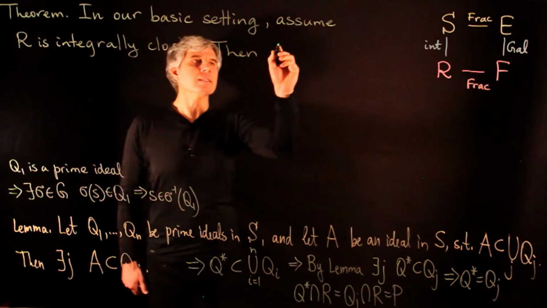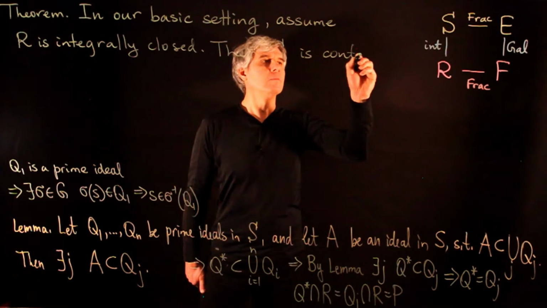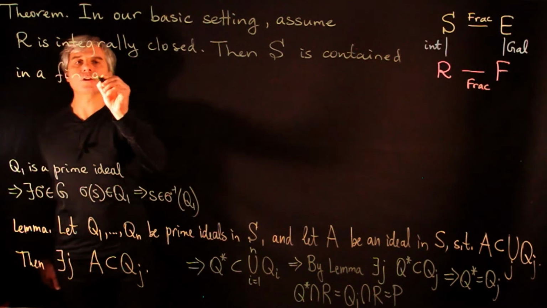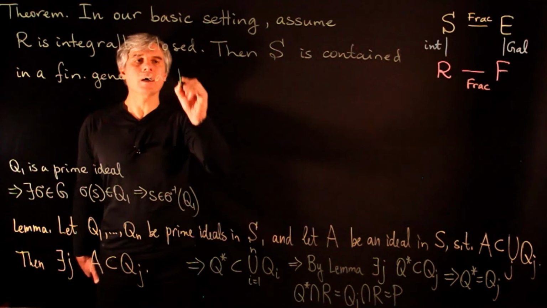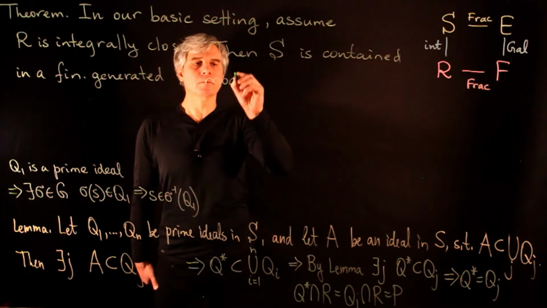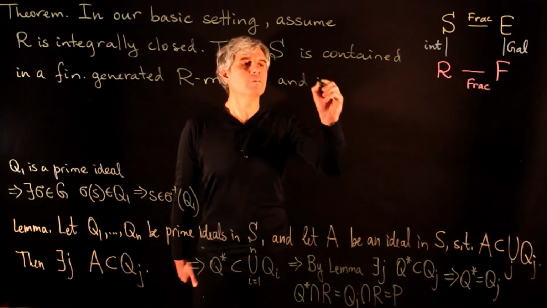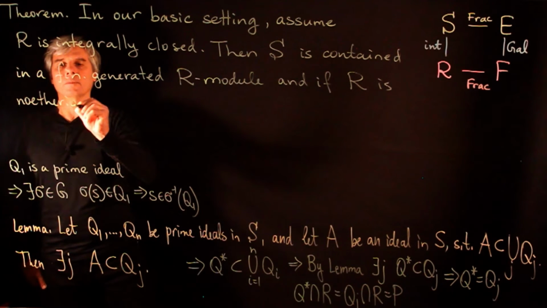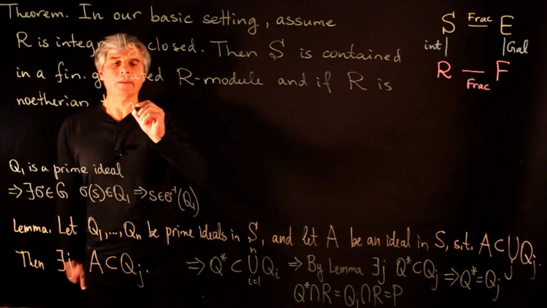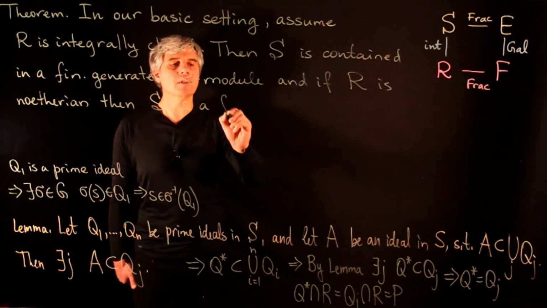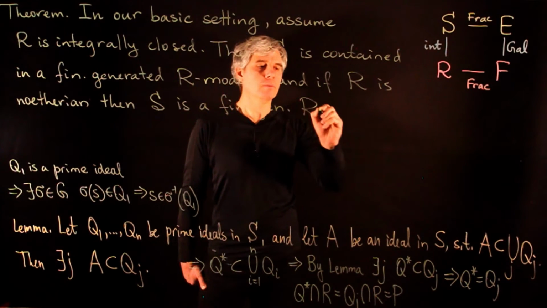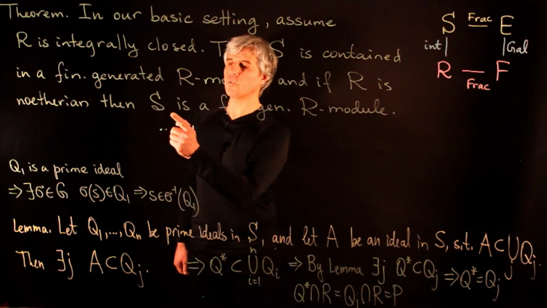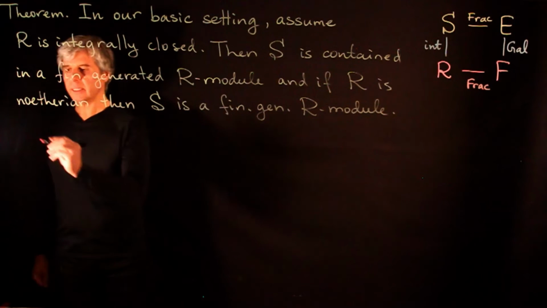Then S is contained in a finitely generated R module, and if R is Noetherian, this will of course mean then S is a finitely generated R module. From the proof of this theorem, we will also see how to look for generators of S as an R module. Let us give a proof of this theorem.